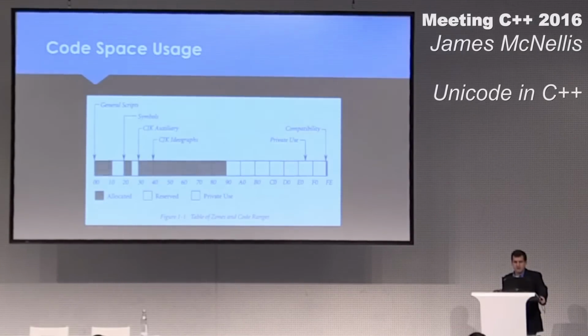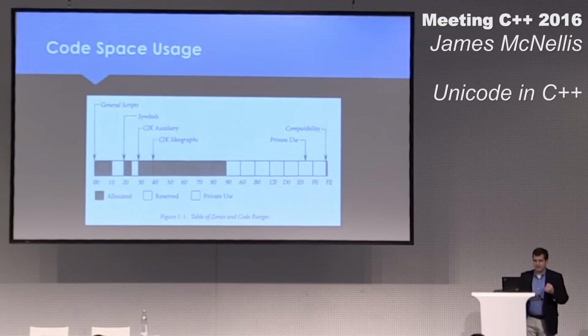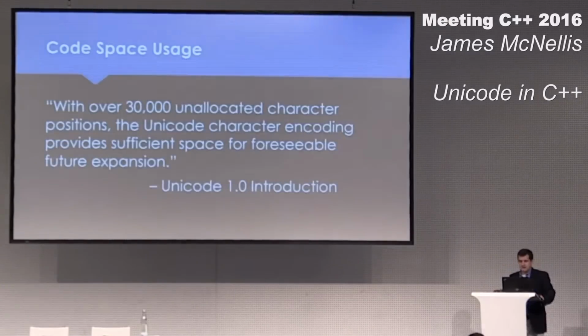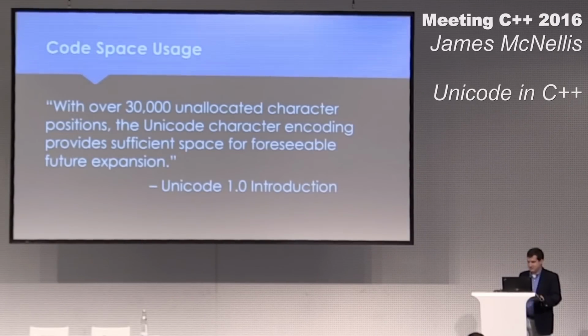So back when Unicode 1.0 was released, this was the code space usage, so I copied this out of the Unicode 1.0 standard. The gray part is the allocated part, and the white part is the code points that were not yet allocated, so they were still available for use. This was in 1991. And indeed, in the Unicode 1.0 introduction, they declared that with over 30,000 unallocated character positions, the Unicode character encoding provides sufficient space for foreseeable future expansion. Or to paraphrase another famous phrase, 65,000 characters ought to be enough for everybody.